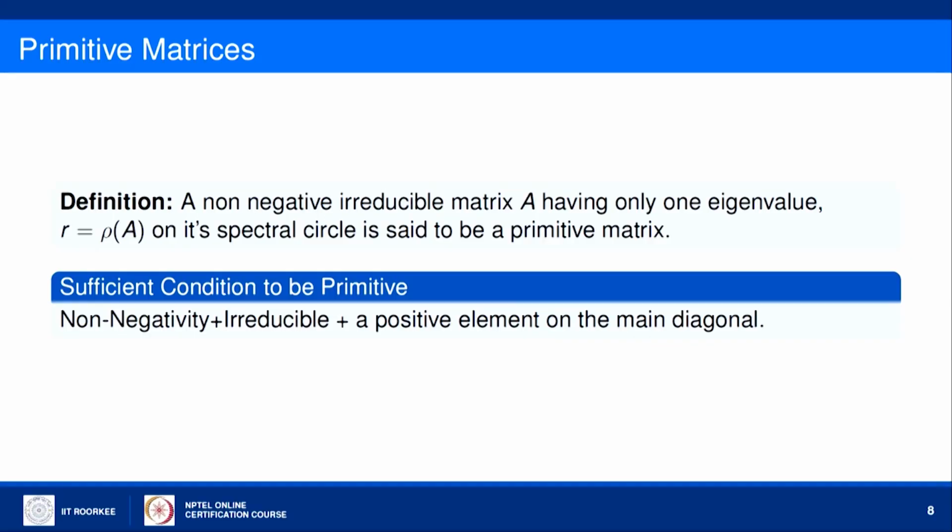So, a sufficient condition to be primitive for a given matrix is it should be non-negative, it should be irreducible, and there should be a positive element on the main diagonal of that matrix.